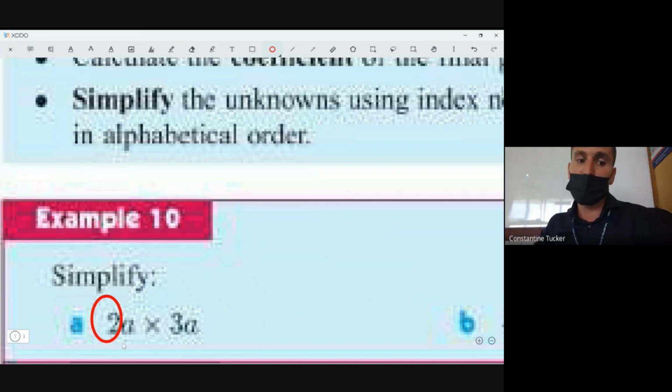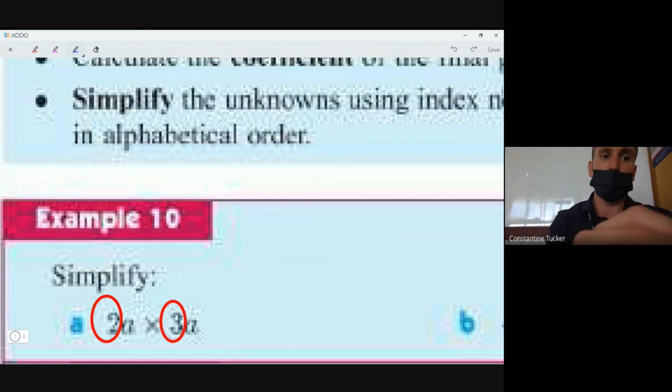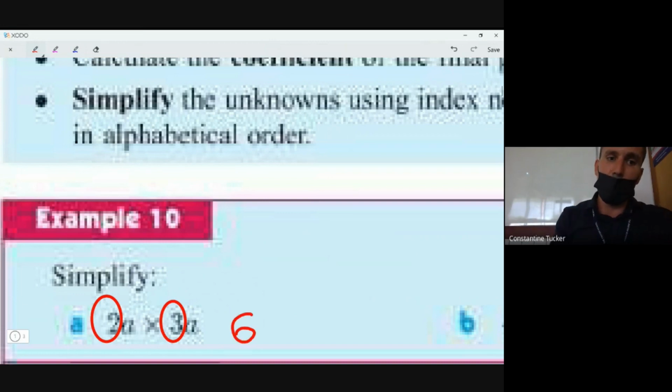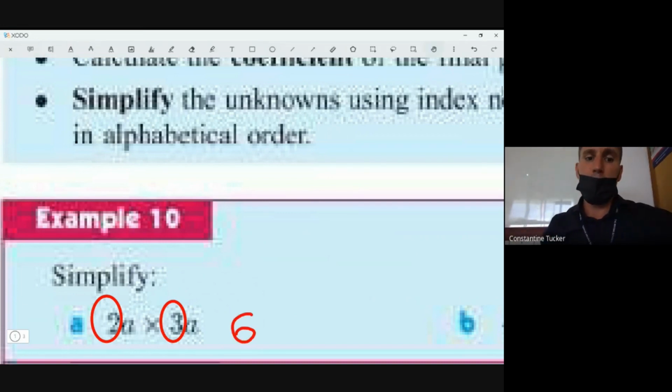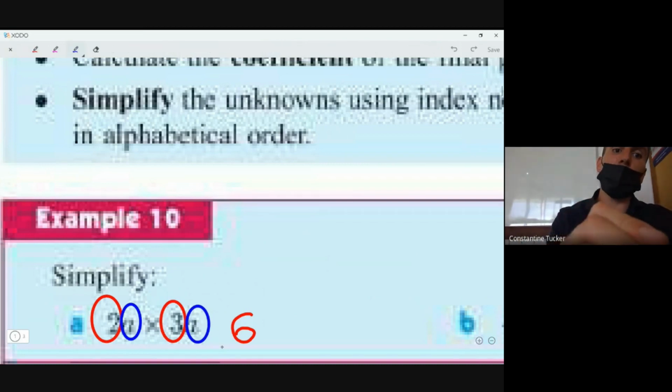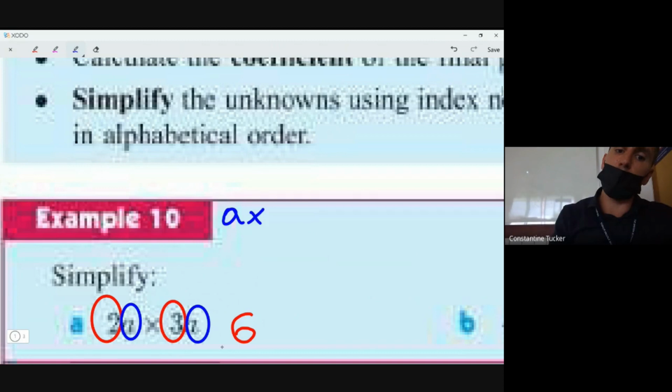So let's see. This is 2a times 3a. Now notice, what would be 2 times 3? Exactly. So these two will give us 6. And what would be a times a? So that's a times a. Now let's remember very quickly what a times a gives us.